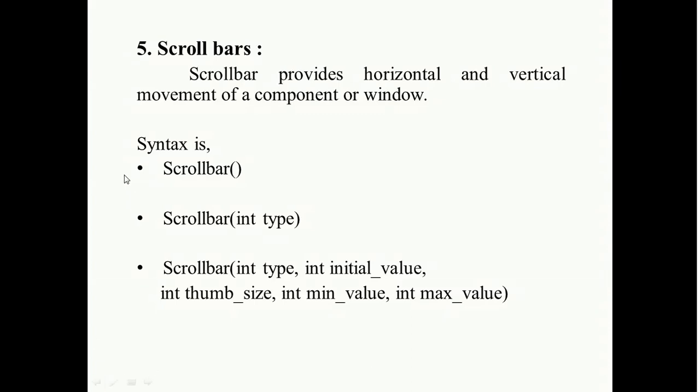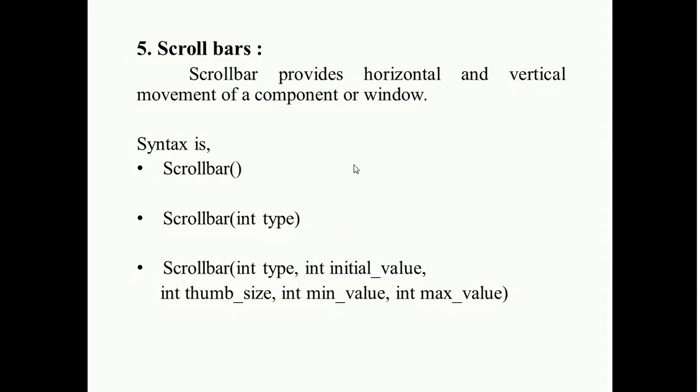These three are the syntax of scroll bar or constructors of the scroll bar. First constructor is scroll bar having no parameter. It creates a vertical scroll bar. The default value of the scroll bar is vertical. Now see the next one, scroll bar having a parameter of int type. This constructor has one parameter, that is int type. It is nothing but the type of a scroll bar, that is horizontal or vertical type.